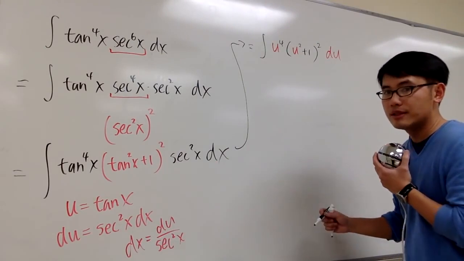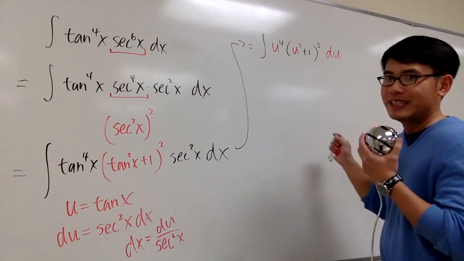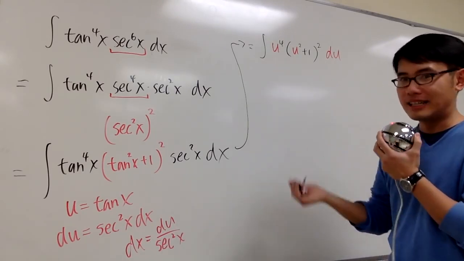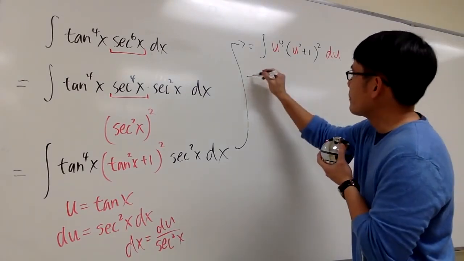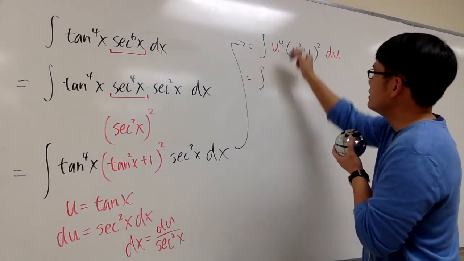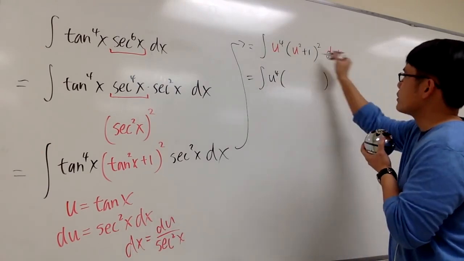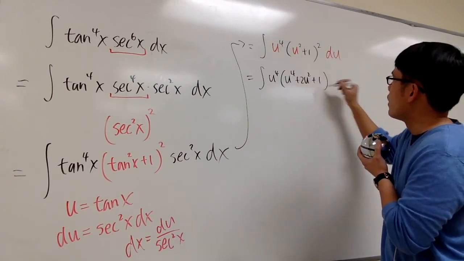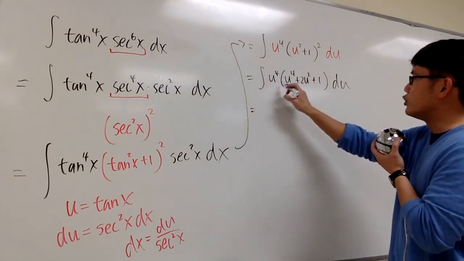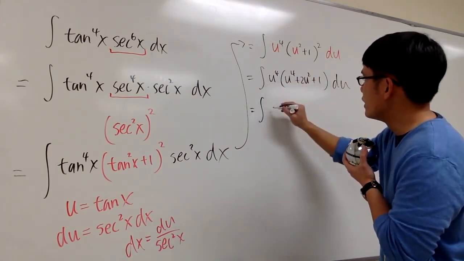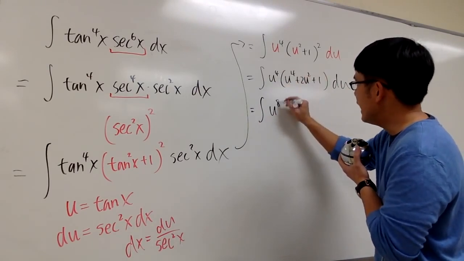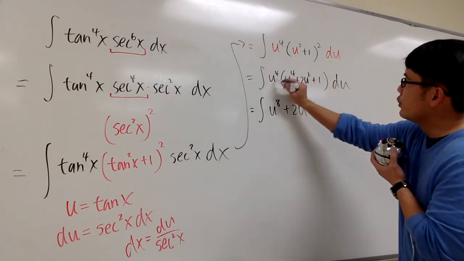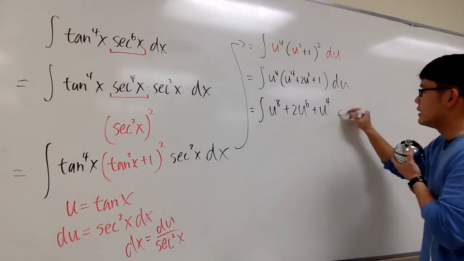Just a direct replacement. This is still hard, but it's much simpler because this is hard in a way that's going to be slightly long. That's all. But it's totally doable, okay? So the way to do this is, of course, we have to do algebra now. This is u to the fourth power, and I have to multiply this out. If you multiply this out, you get u to the fourth power plus 2u squared plus 1 du. And then I will have to distribute the u to the fourth power. So this is the integral of u to the 4 plus 4, which is 8, plus 2u to the 4 plus 2, which is 6, plus u to the 4 times 1, which is u to the 4 du.